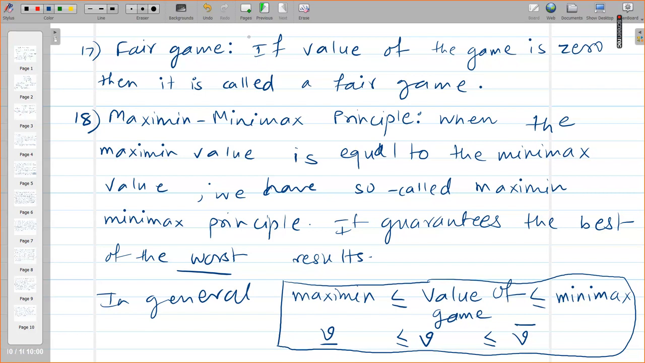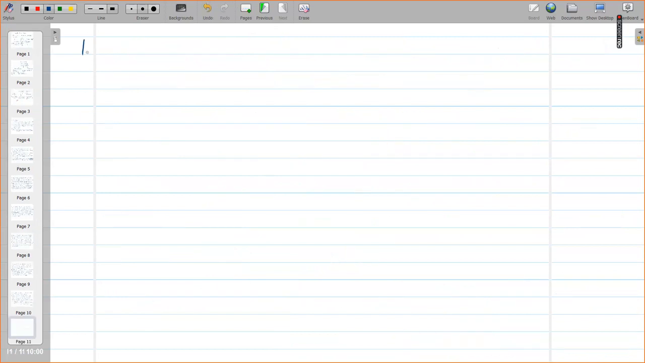And the last definition now, saddle point. When maximin becomes minimax, we say that the game has a saddle point. Okay. Last definition, please write it down. Saddle point.